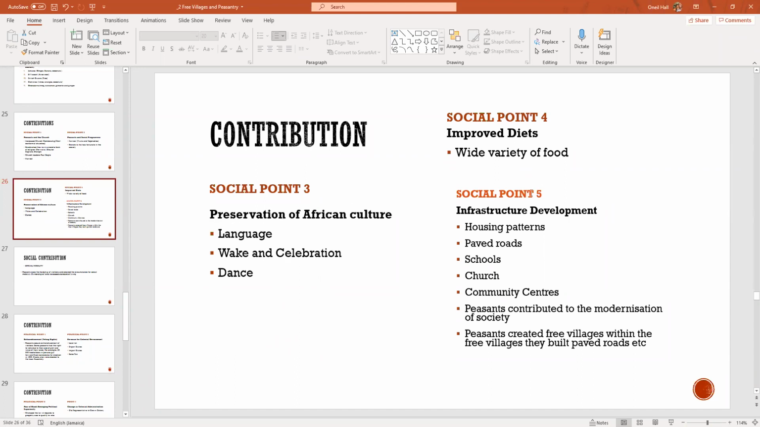Also, improved diets. While the peasant communities have problems when it comes to poor nutrition, the peasants are now going to go into a lot of fruits and vegetables and animal rearing, and so they are going to increase their nutrition. So instead of buying cow milk, you start to use goat milk instead of the cow milk.